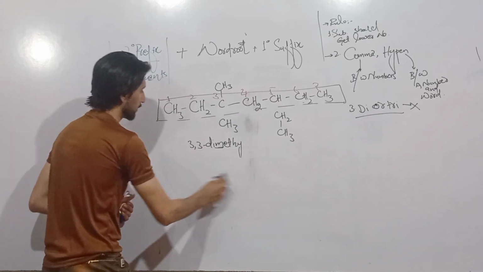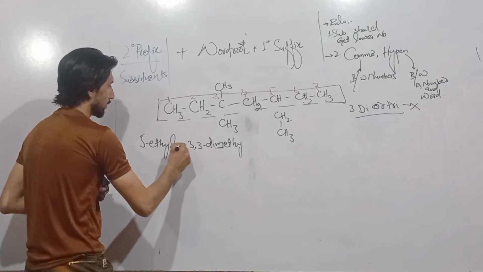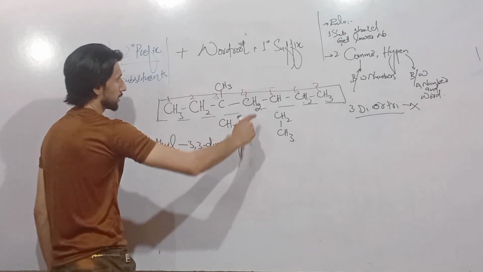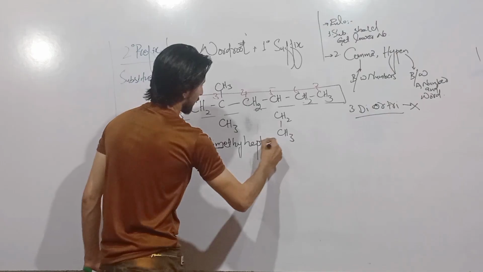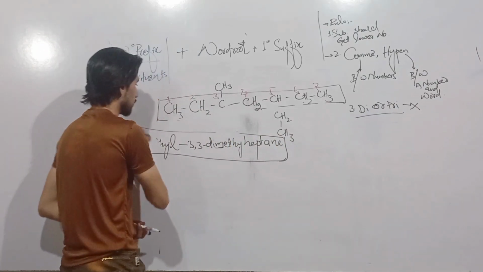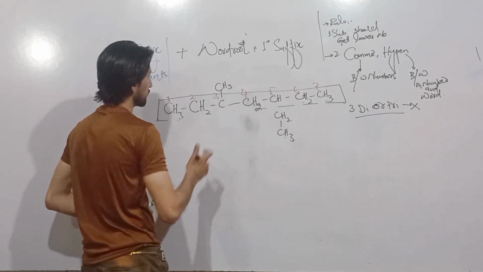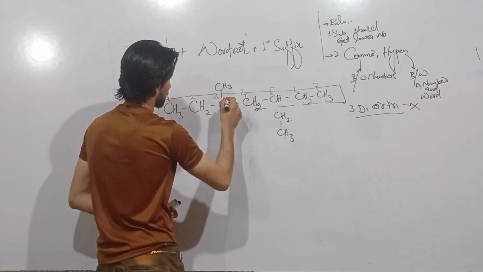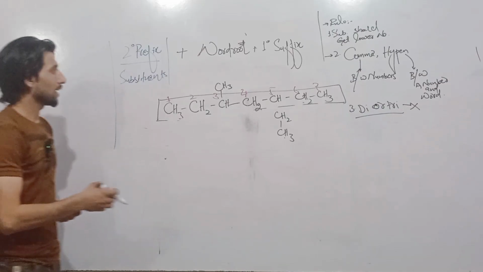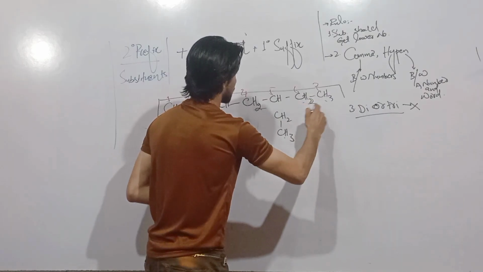The final name would be 5-ethyl-3,3-dimethyl. And what is the parent chain? The word root is hept. Let me change this a bit. Okay, now you must name this compound. So there is now a bit of tweak, a bit of change in this compound.